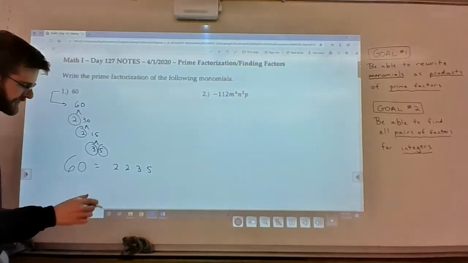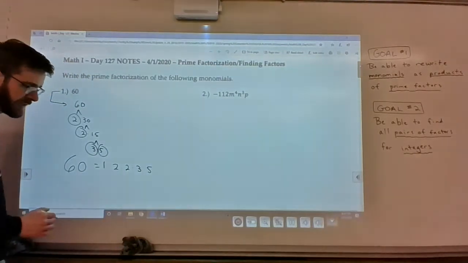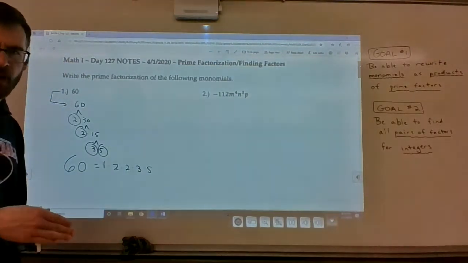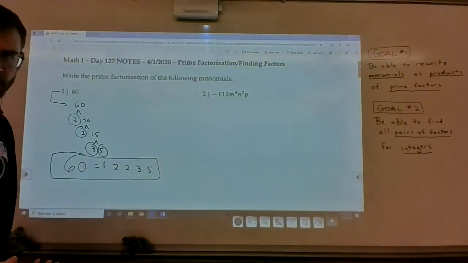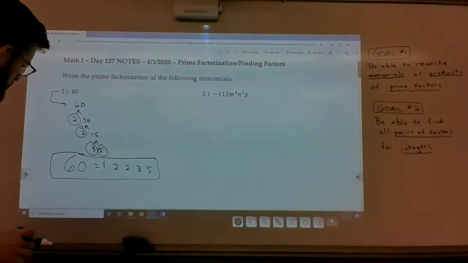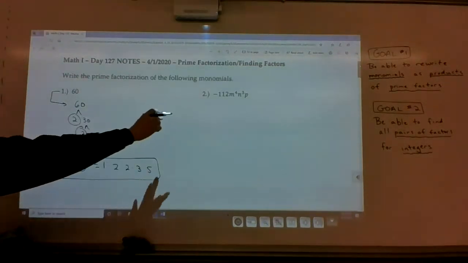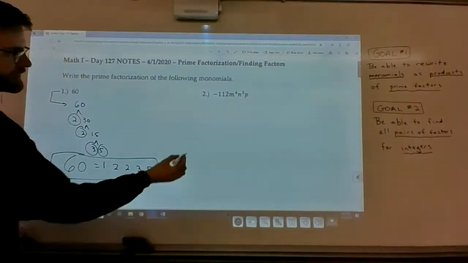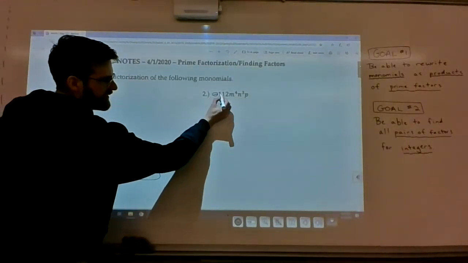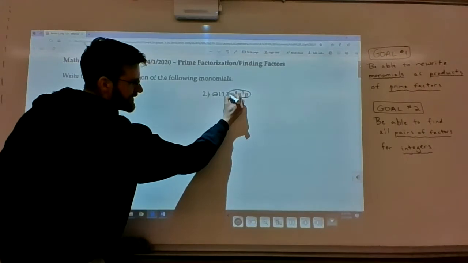Now, I'm going to ask you guys to put a 1 out here in front every single time. You'll see why in the next lesson, because 1 is a prime number. But again, next lesson. All right, what happens if there's variables involved and a negative? Well, all we're going to do is just circle these and pretend they're not there.